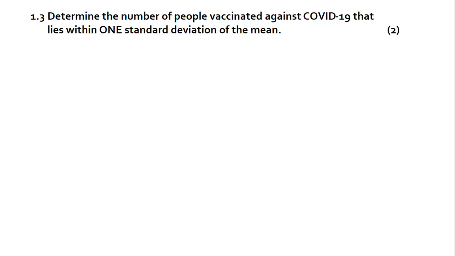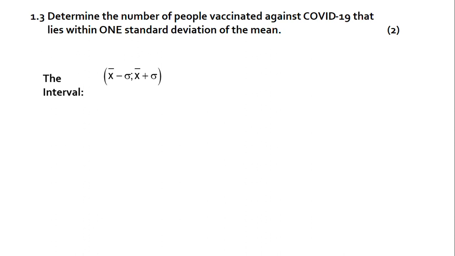Now, furthermore, we are then asked with regards to the standard deviation to determine the number of people vaccinated against COVID-19 that lies within one standard deviation of the mean. The first step in such a question is to think about what guides you, and what guides you is the interval. So this interval is based on both the mean and the standard deviation.